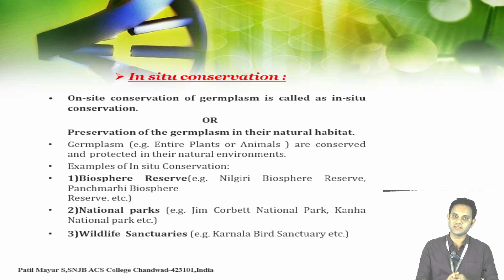For example, Jim Corbett National Park and Kanha National Park. These are protected spaces, protected by the Forest Department of India, which conserve the species of different plants and animals, particularly critically endangered, endangered or rare ones, in their natural habitat. The third one is wildlife sanctuaries. For example, Karnala Bird Sanctuary. These are also protected areas where plants or any living organism are conserved in their natural habitat.